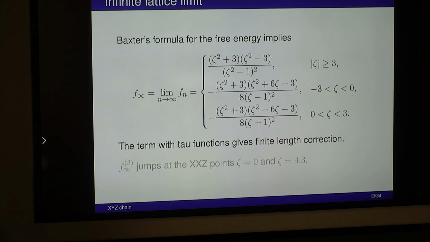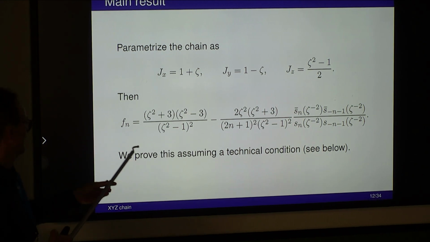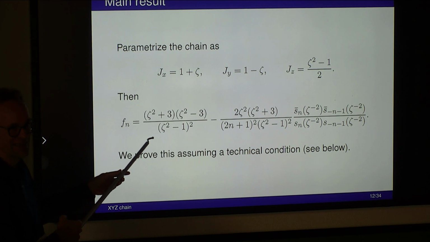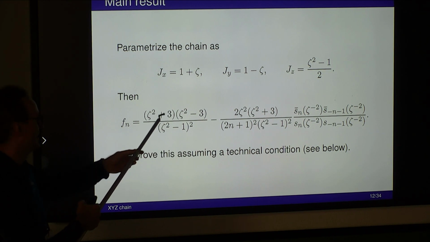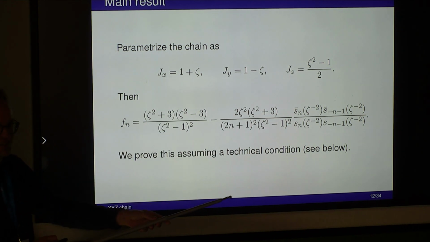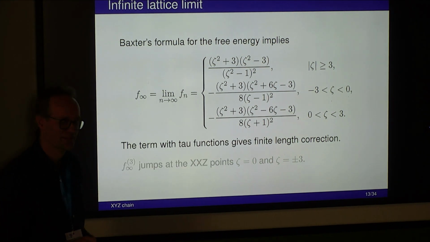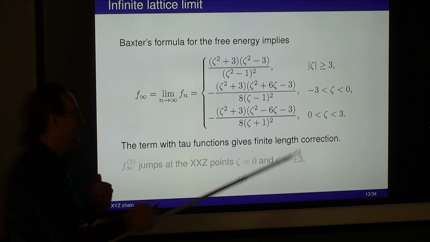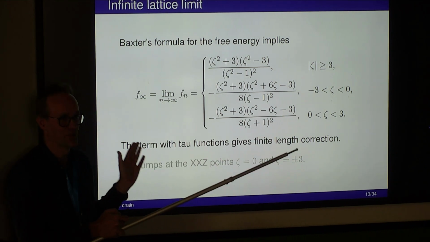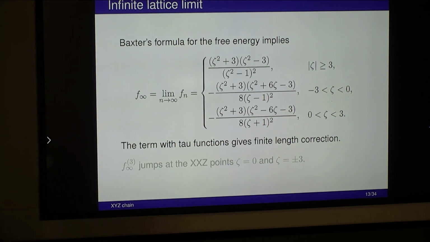And I told you that this function has some symmetries that are not apparent on the right-hand side. So you could apply those symmetries, and then you will get different formulas, where you have different first terms and different second terms. In each of these three regimes, you have something that you can interpret as the infinite length term. That's what I want to say.